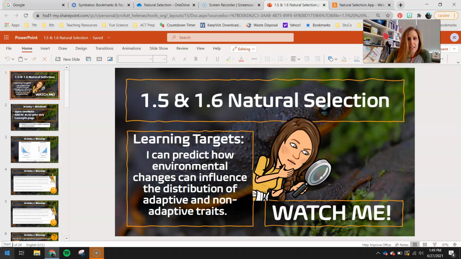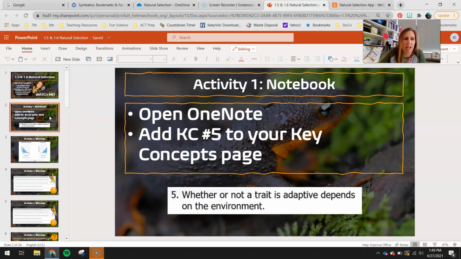Hey 7th graders, today's lesson is 1.5 and 1.6, natural selection. Your learning targets for today: I can predict how environmental changes can influence the distribution of adaptive and non-adaptive traits in a population.